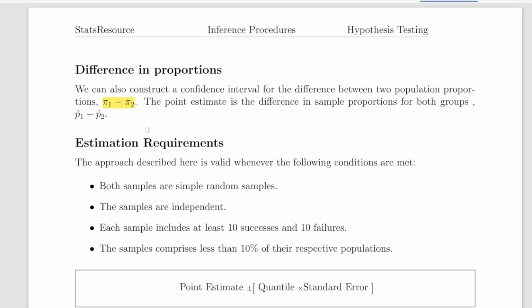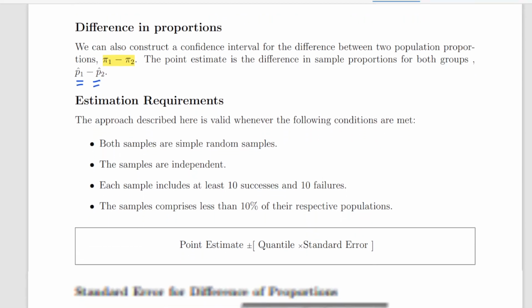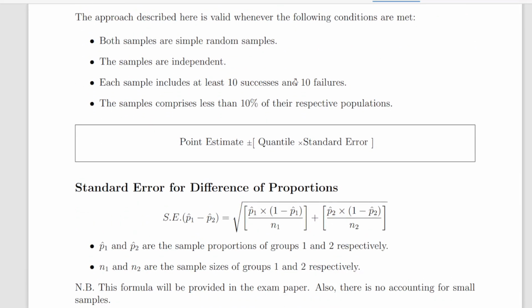Okay? Now the point estimate is the difference in the sample proportions from both groups, which is p hat 1 minus p hat 2. Now, the estimation requirements. The approach described here is valid wherever the following conditions are met. Both samples are simple random samples. They are independent and they contain at least 10 successes and 10 failures, and the samples comprise less than 10% of their respective population. So that's essentially matters relating to the correct use of inference procedures in these scenarios.